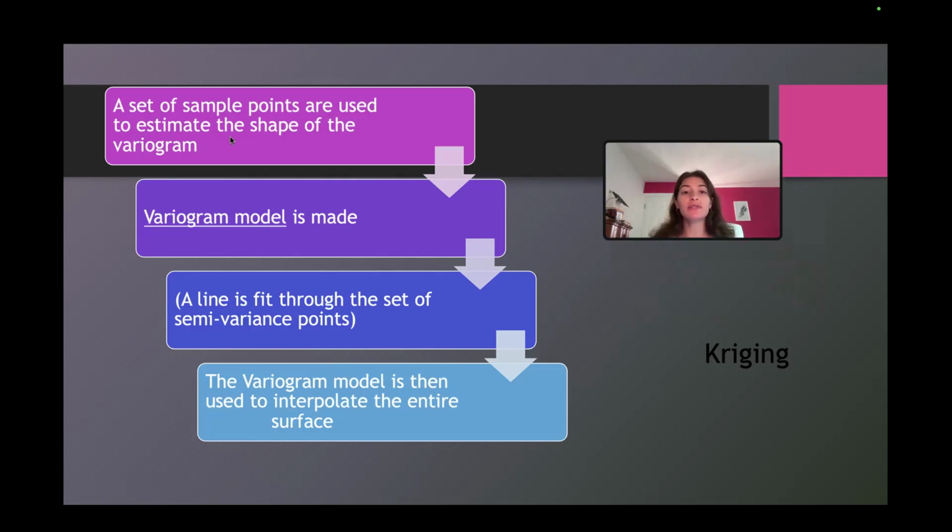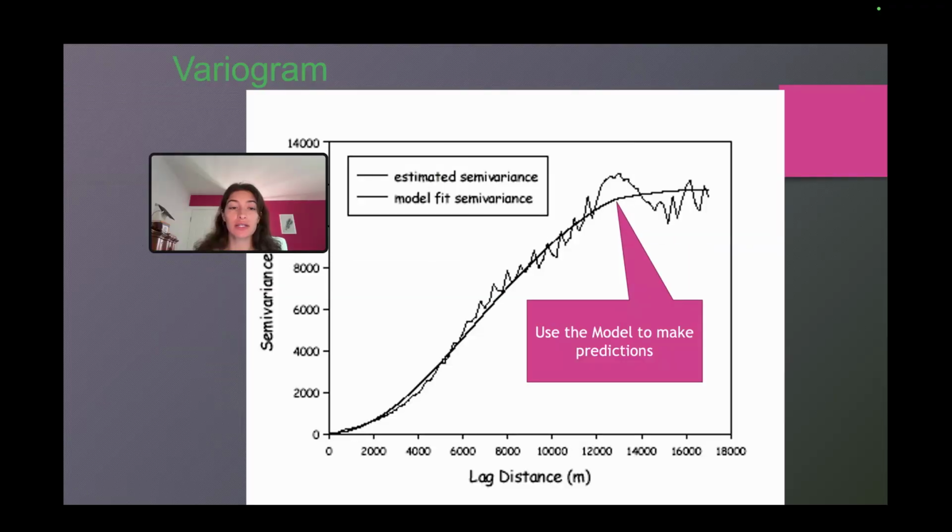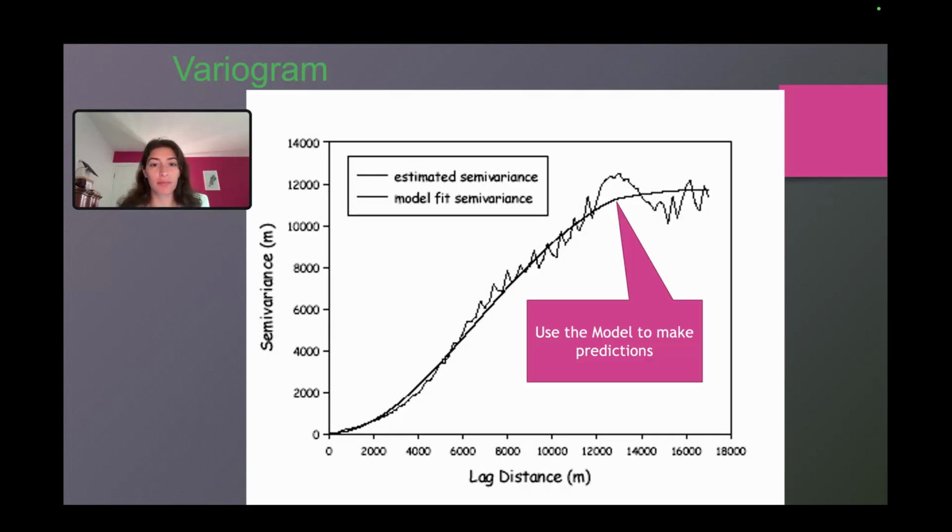So you have a set of sample points used to estimate the shape of the variogram. Then that variogram is made. A line is fit through those set of semivariance points, and the variogram model is then used to interpolate that entire surface. So this here is now your actual variogram. You see your estimated semivariance and then your model fit semivariance. You use the model to make those predictions. These are the actual points, the more spiky ones, and you have the model fit semivariance, which is that more smooth line.